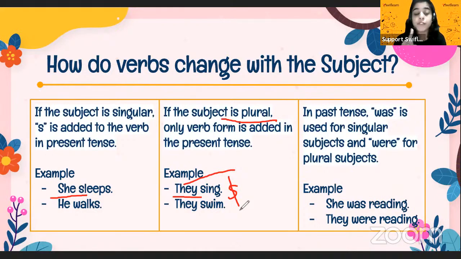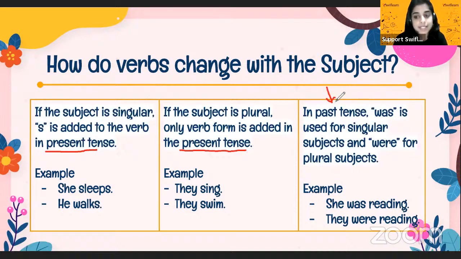One more time, I'm repeating to make it easier for you to understand. No s with plural subject. Here the subject is plural. They. Plural means more than one. So you can see the verb is not having s, right? So a very clear rule. Singular subject, add s to the verb. Plural subject, don't add s to the verb. But remember, this case is only for your present tense. I am not talking about the past or future tense here. Please keep it in your mind.